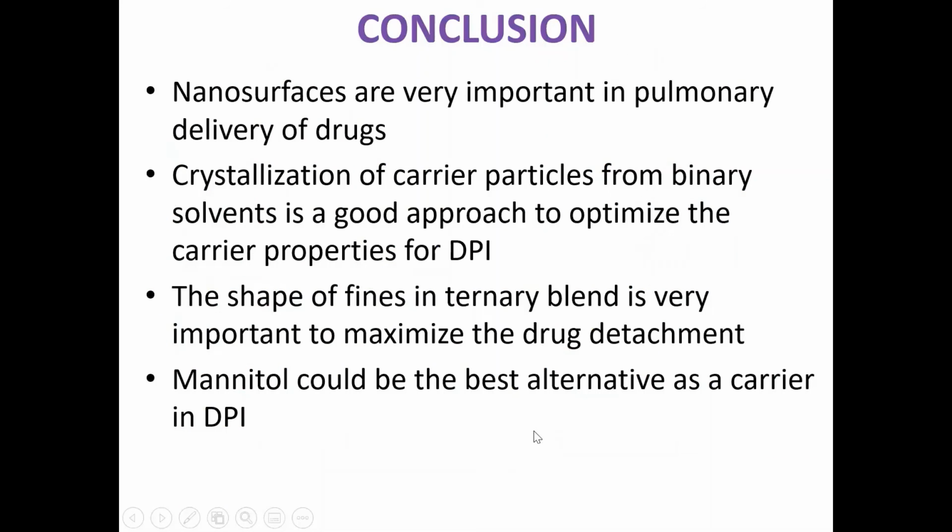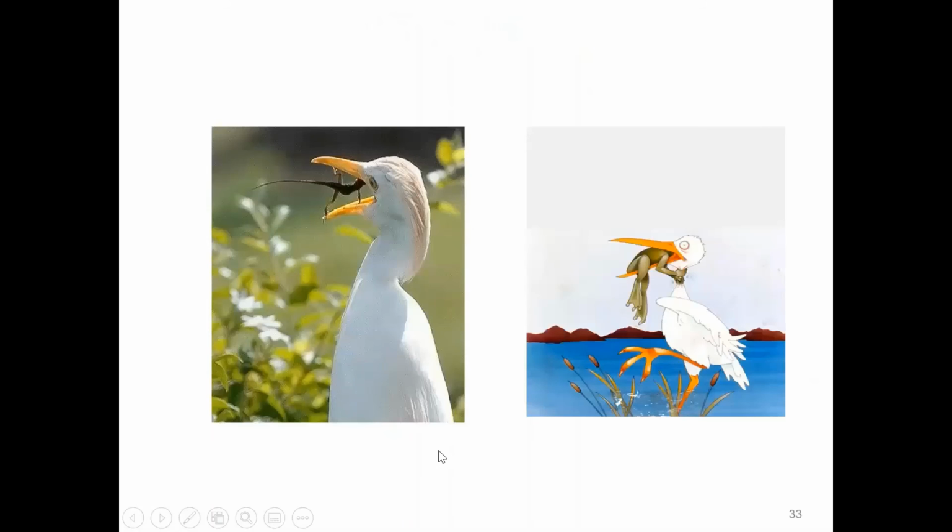And that takes me to the conclusion. We proved that nanosurfaces are very important in pulmonary drug delivery of drug to the lung. Crystallization of carrier particles from binary solvent is a good approach to optimize the carrier properties for DPI formulations. The shape of fines is extremely important, so we need to pay more attention to it if we are using ternary formulations. And also mannitol could be the best alternative as a carrier in DPI formulation.